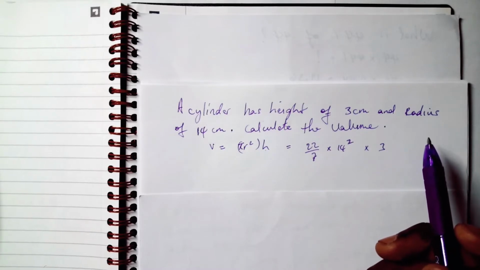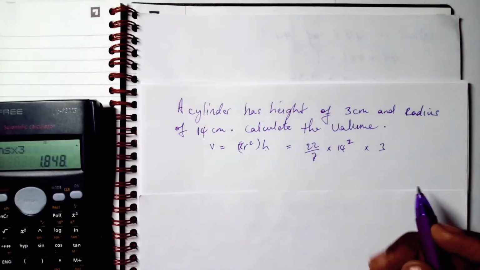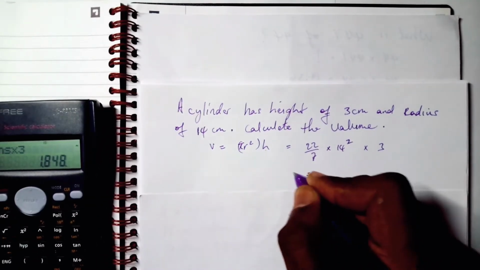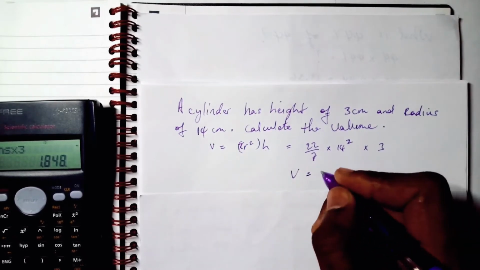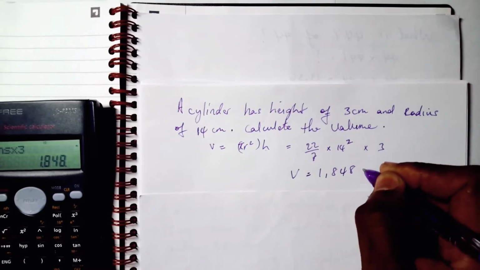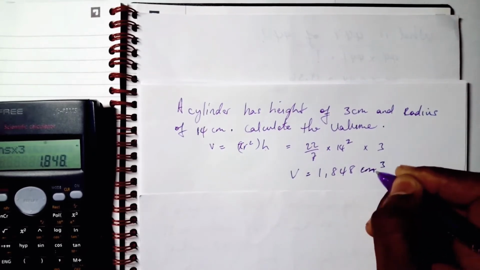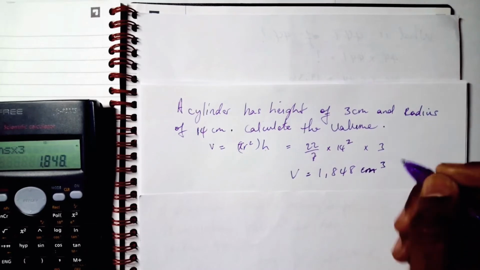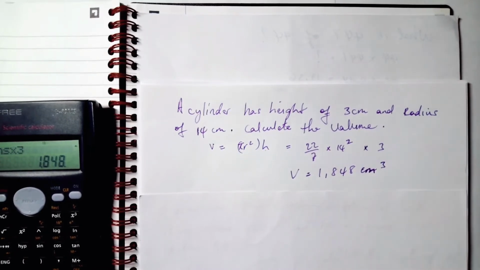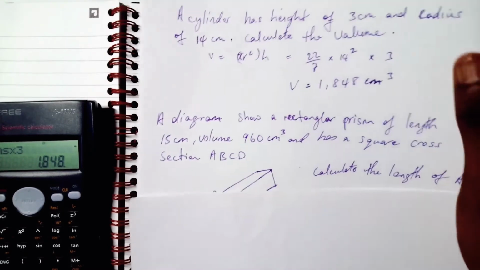Divided by 7 times 3. So the volume is going to be equal to 1,848. Is that centimeters? Yup, centimeters cubed. Don't forget the units. A pretty easy question. Let us continue.